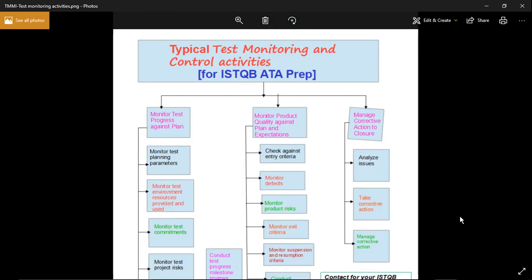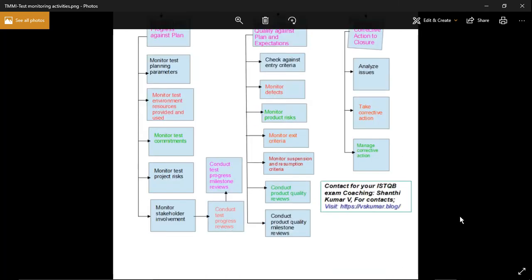What was planned and documented in the test plan for the quality of the product, and those expectations need to be identified under different tasks. Now the tasks are going to be like this. Check against entry criteria. We have discussed this during test planning activities, and in that we are supposed to identify what entry criteria and exit criteria were planned. Those need to be identified.